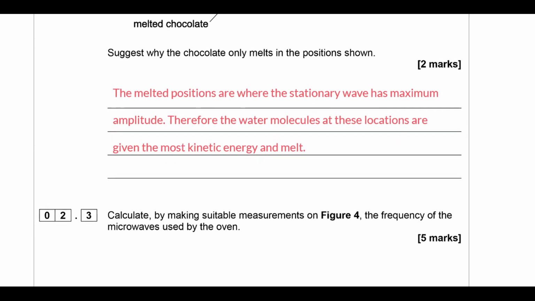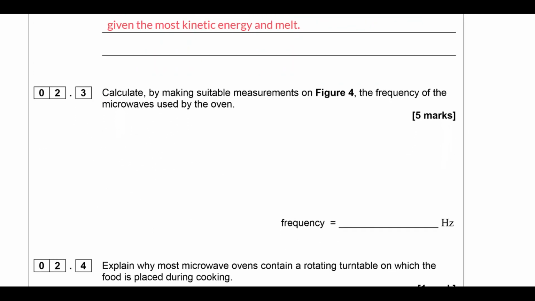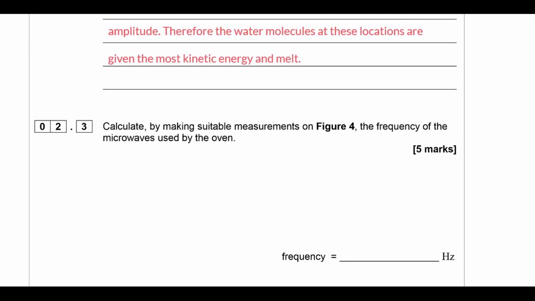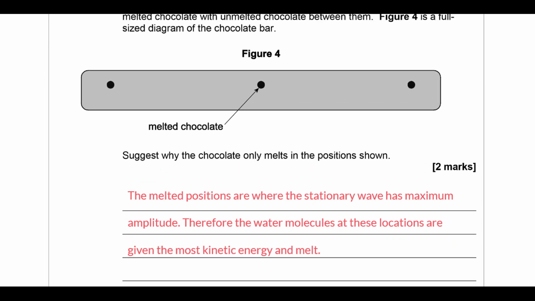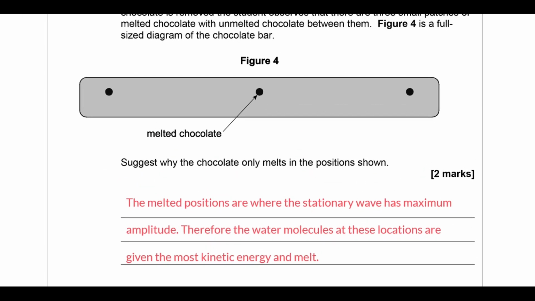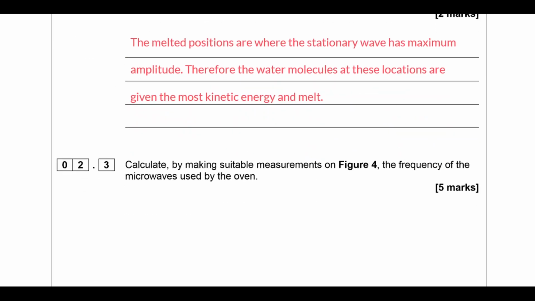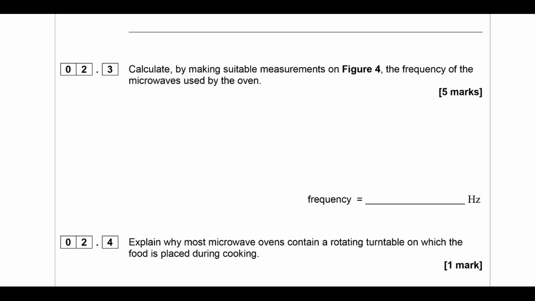So calculate by making suitable measurements on figure 4 the frequency of the microwaves used in the oven. So what we're going to do is measure the distance between the 2 furthest points, because that's going to represent 1 wavelength. When you measure that, you find it's a distance of 11.8 centimeters. So the wavelength from measuring it is 11.8 centimeters there.